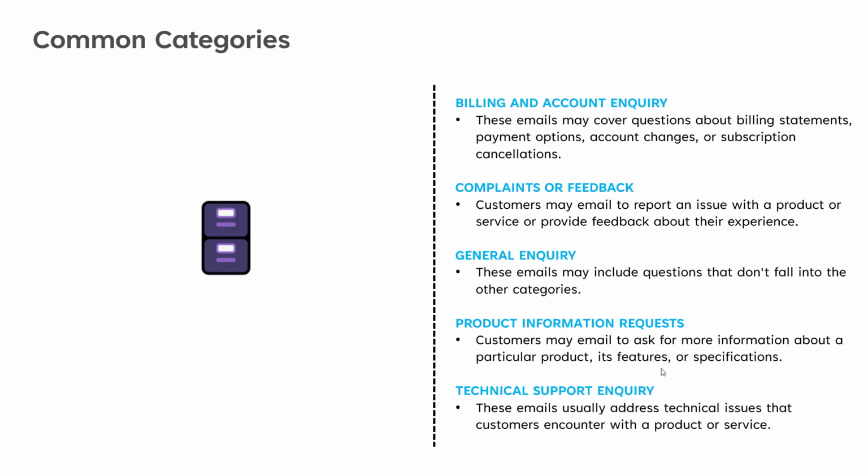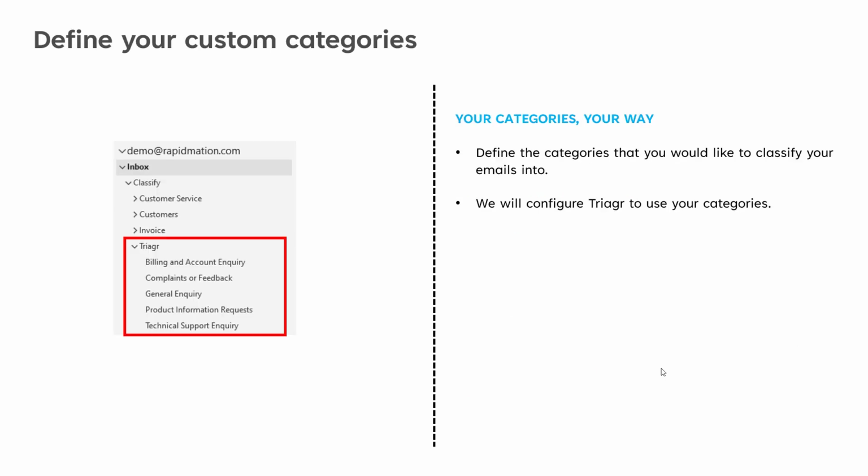Now, some of the most common categories that we see across companies that we work with is that emails generally fit into one or more of these categories. Those could be billing and account inquiries, complaints or feedback, general inquiries, product information requests, or even technical support inquiries. The beauty about rapidMATION Triagr is it's your categories your way. In this demo, I've used those categories to classify emails, but really Triagr allows you to classify emails into the custom categories that your company has.